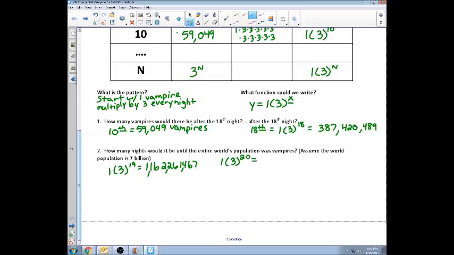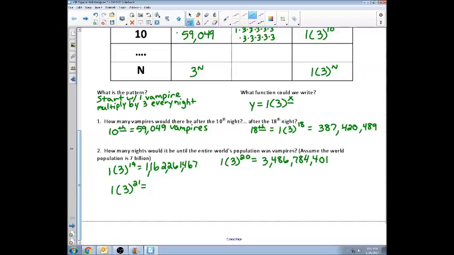On night 20, I would have 3,486,784,401 vampires, which means I still haven't quite made it to 7 billion. Let's try another one.